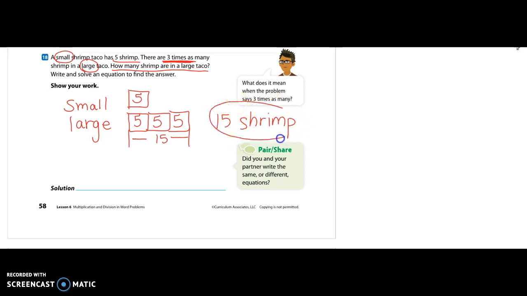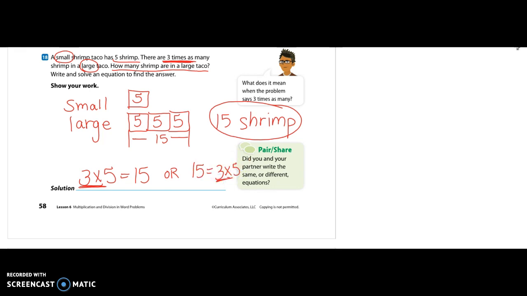We could write it on our line or write it here. And what kind of equation should we write? I'm going to start with 3 times 5. And the reason I'm starting with 3 times is because that's exactly what I knew in my problem. It's 3 times as many as the small, and we learned that was equal to 15. Now I could start with my 15. I just didn't know that until I solved the problem. 15 is the same as or equals 3 times 5.